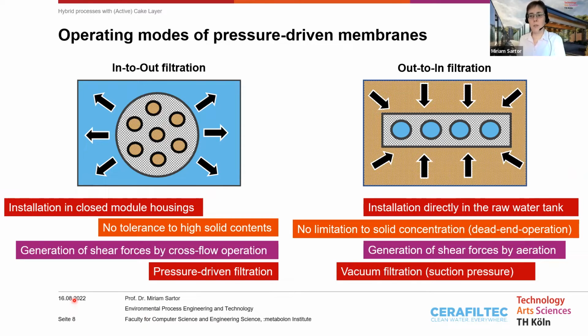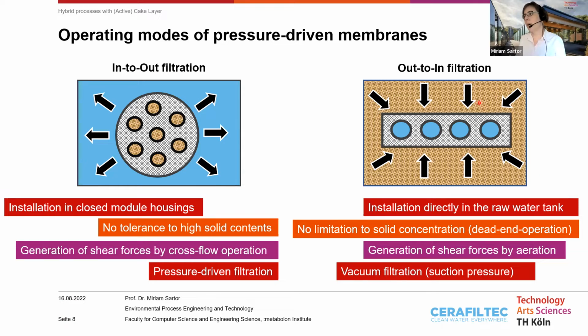You have an installation in a closed module housing, and the water is pressed from inside of the module through the membrane to outside of the housing. And due to the very tiny channels, you have no tolerance to high solid contents. And you often have the problem that there's a filter cake forming inside those channels, and so you have to generate shear forces by cross-flow operation to keep these channels free and to allow this operation of those membranes. And well, this is pressure-driven filtration by high pressures or even medium pressures.